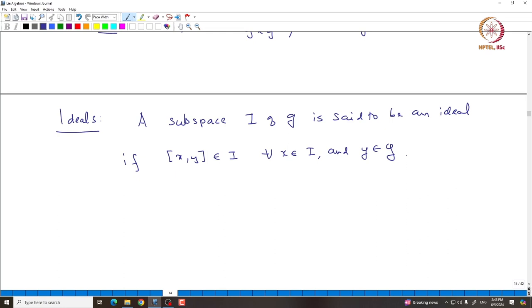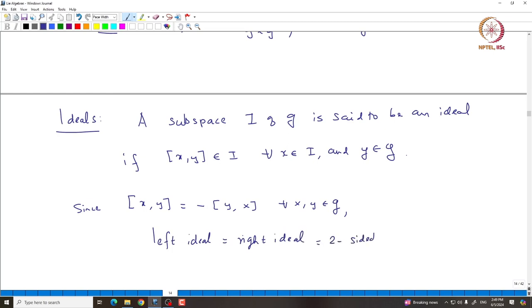But since the bracket that we have here is skew symmetric, that means the bracket of [x, y] is the same as the bracket of minus [y, x] for all x, y in G. Because of this, we do not have any difference between left ideal, right ideal or two-sided ideals. All of these concepts are the same in the theory of Lie algebras.